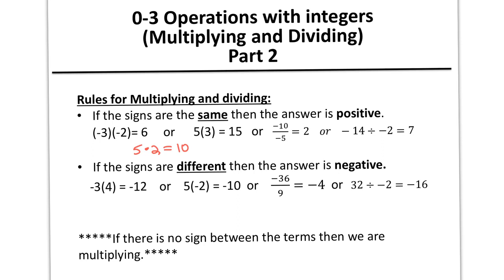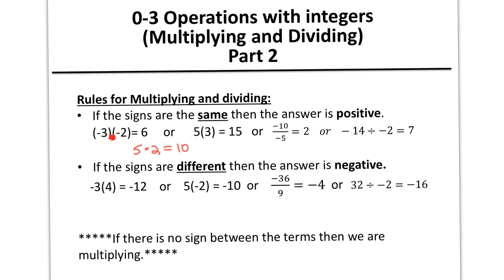Now, what are the actual rules to multiply and divide integers? The first one: if the signs are the same when you multiply or divide, the answer will be positive. Do not get confused with adding or subtracting integers. The rules are different. This video is about multiplication and division. So when the two numbers have the same sign, the answer will be positive.